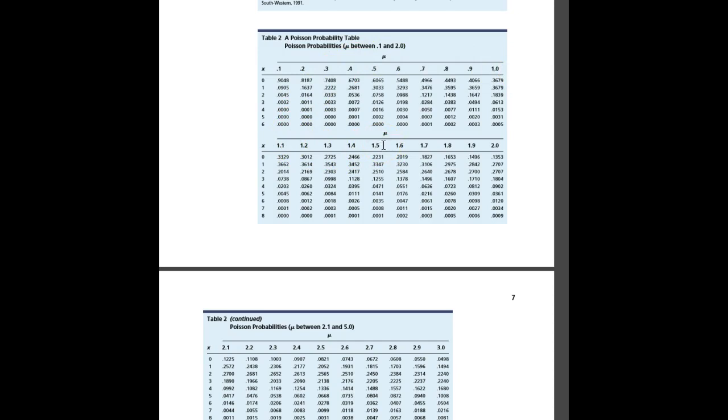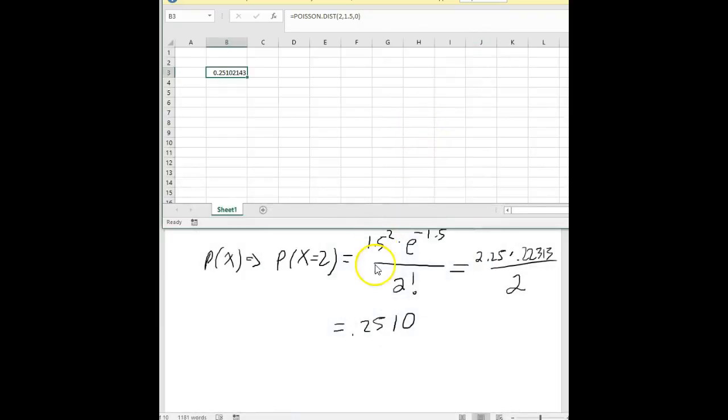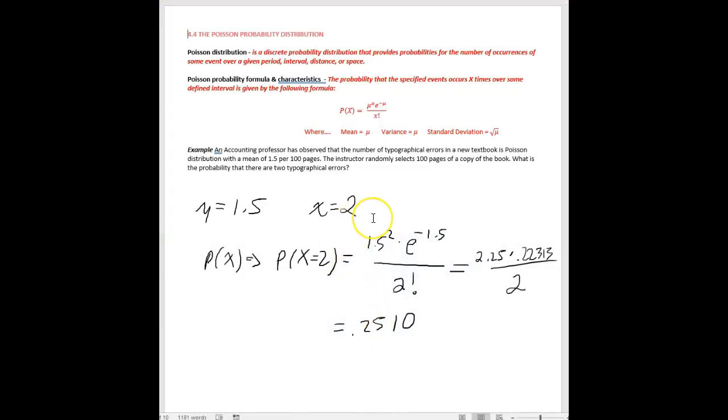So now we want to know what's the probability of x equaling 2. So we go down to x, find 2, come across: 0.2510. Perfect. So we got it. Calculation-wise, we got it in Excel, we got it on a table, and that's that. Okay, and there's nothing else really.